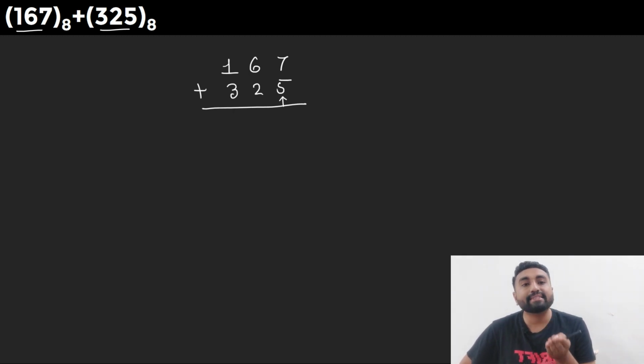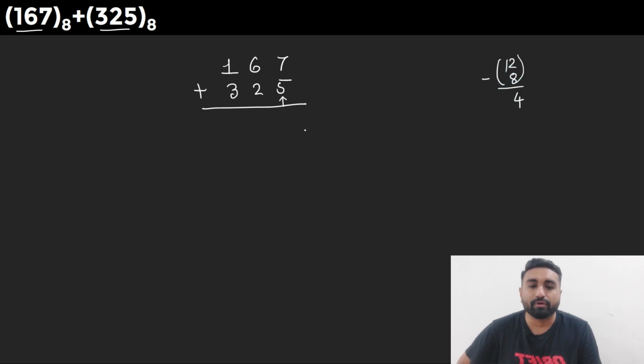And 12 is greater than 8. So as 12 is greater than 8, we will subtract 8 from 12. Then your answer will be 4, and there will be one carry. So the carry will be added, that you need to understand here. Now in the second column, what you have is 6 plus 1 is 7, 7 plus 2 is 9. So here you have 9, that is again greater than 8. So here also you will subtract 8, so your answer will be 1, and there will be one carry.